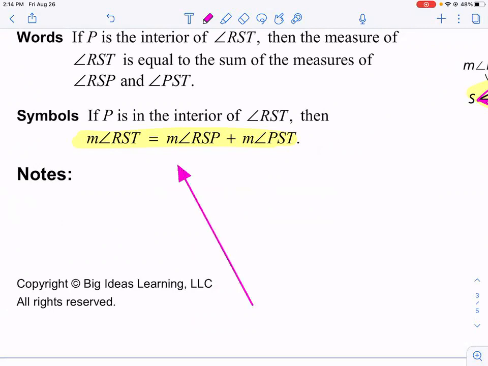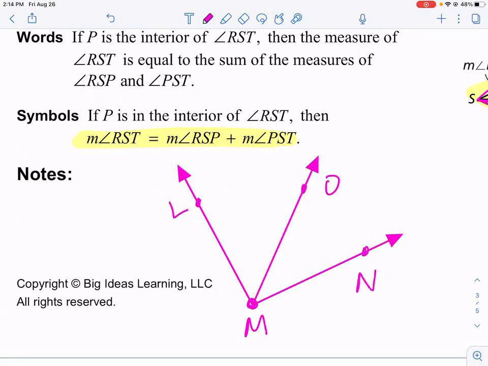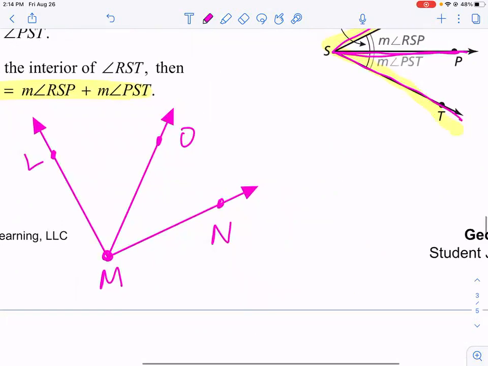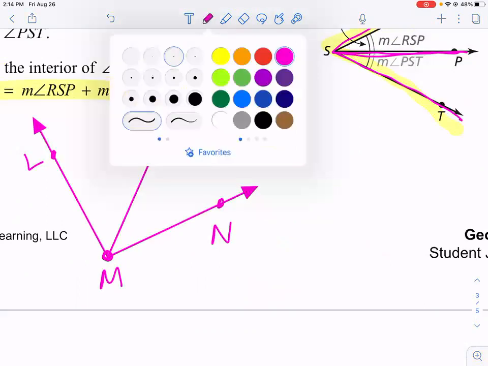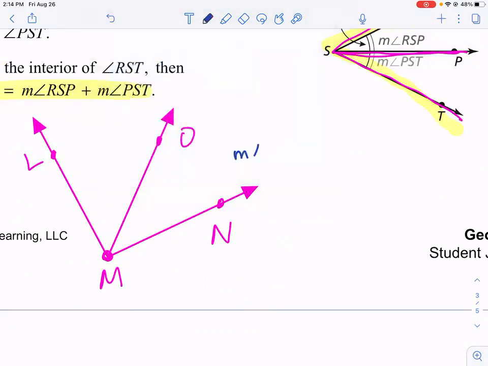Okay, don't draw this. We're just gonna do this together. So I'm gonna call this point M, this is point L, this is point O, this is point N. All right, and I want to know how to fill this out. The measure of angle blank plus the measure of angle blank equals the measure of angle blank.